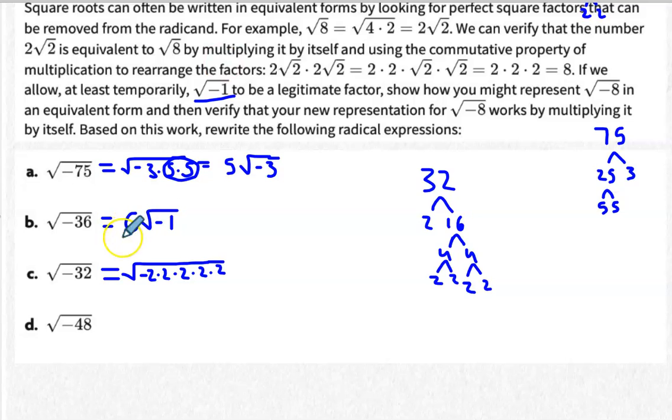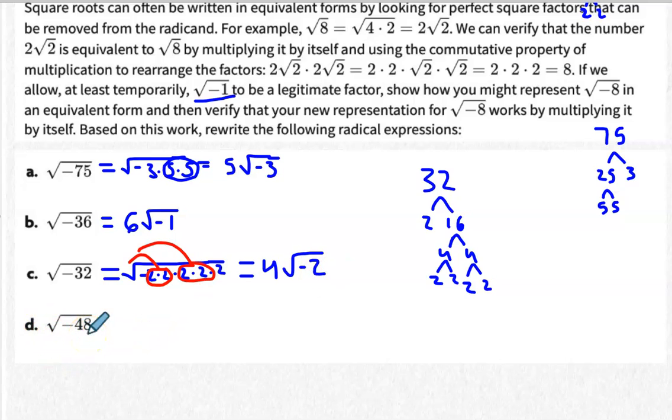Okay, so I got some pairs to find here. So I'm going to ignore the negative for now. So I've got a pair of 2's here that can come out. A pair of 2's here that could come out. So I'm bringing out 2 2's, or 2 times 2, so 4. Square root of, there's 1 2 left inside, and also the negative left inside. So 4 square root negative 2.